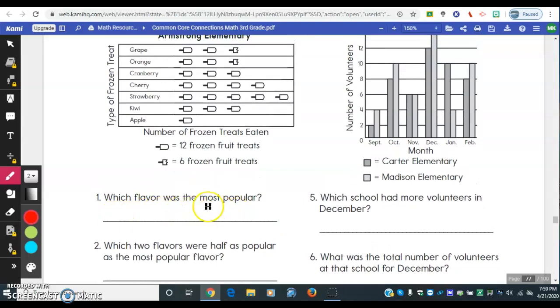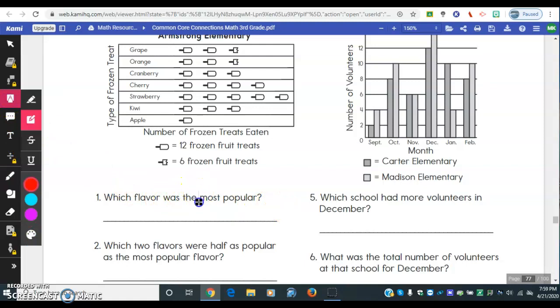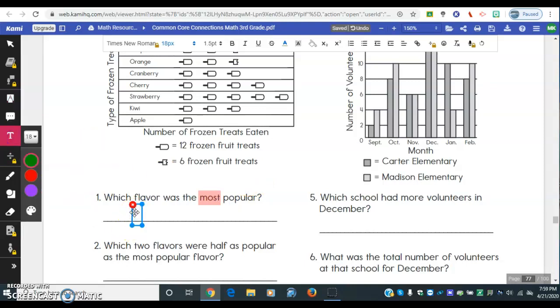Which flavor was the most popular? And since we're working on the word most, you are looking for the one with the most. In that case, it was, yep, strawberry. Strawberry has the most pictographs in it, has the most pictures, so there were more strawberry popsicles eaten.